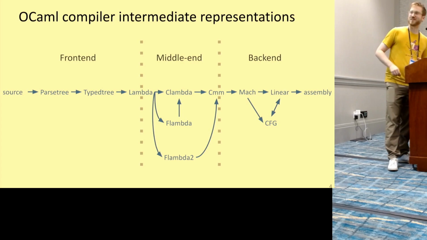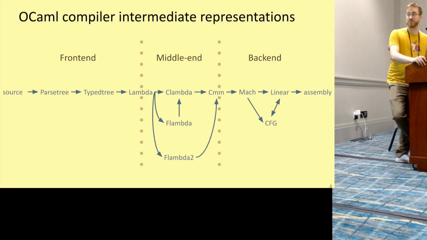As you can see in these slides, we have three different representations for the middle end: C lambda, F lambda, and F lambda 2. They are all three different optimization engines, and for historical reasons, they are all different. Historically, C lambda, which we also call Closure, was the first one, and it's really fast. It generates code that works, but is not the most incredibly performant code.